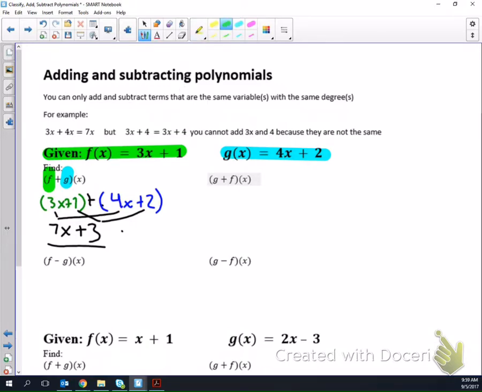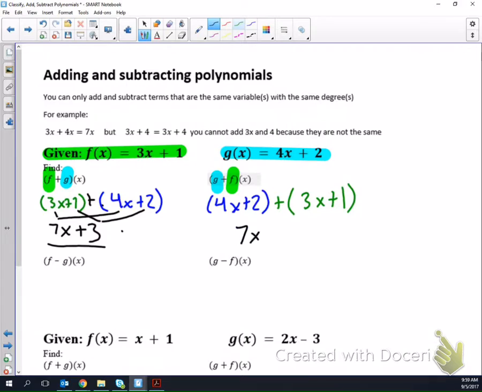Similar process follows again when we've got g plus f of x. I'm simply going to start with my g of x this time, which was 4x plus 2. The f of x, which was 3x plus 1. And combine the like terms. 4x plus 3x is a 7x. 2 plus 1 is 3. Only combining like terms. Like terms will have the same variable to the exact same degree.